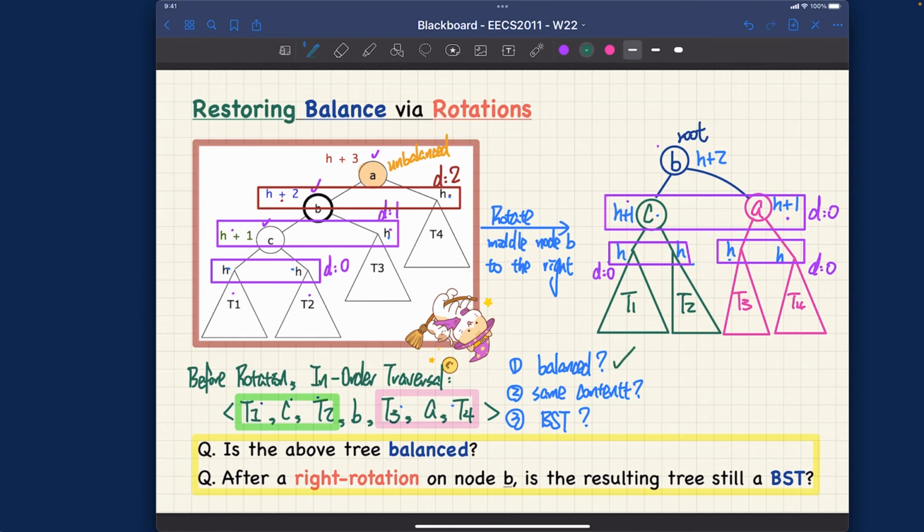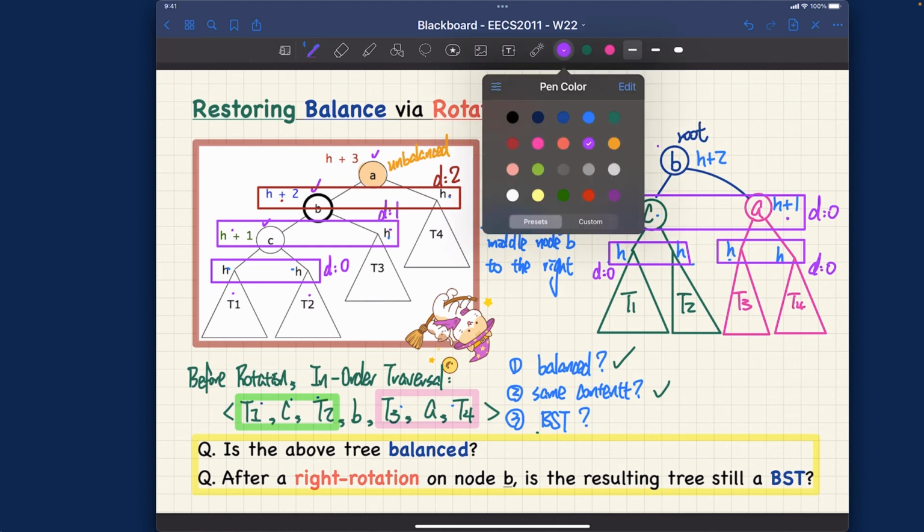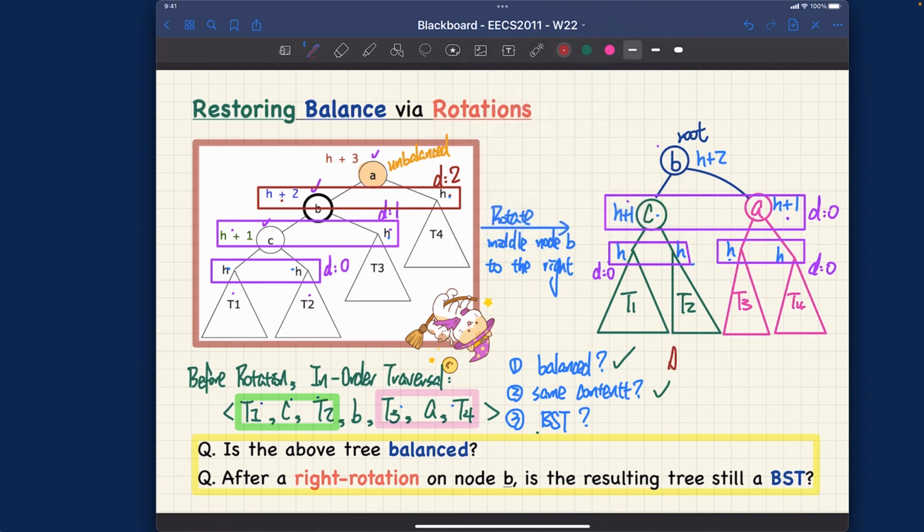What about, are they the same contents? Indeed. We got T1, T2, T3, T4, and also C, B, A, even though they have been rearranged a bit, all the contents are there. So it's more like a permutation in some way. Finally, is it still a BST? The way to check it would be to see the in-order traversal. So let me put it down over here, after the rotation. I want to do this explicitly just to show you the point. It's really important to judge whether or not the rotation is actually valid.